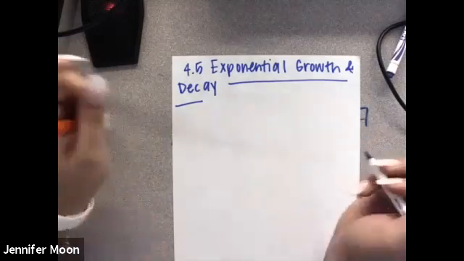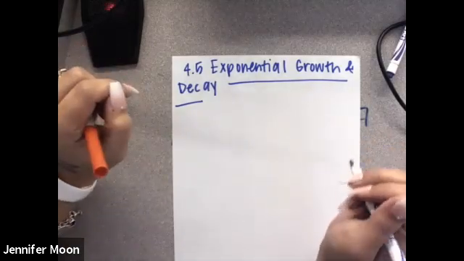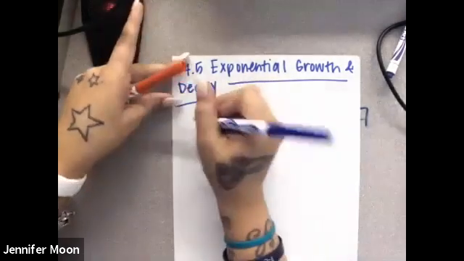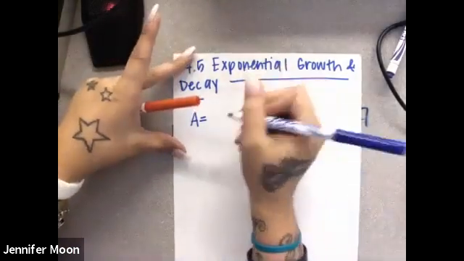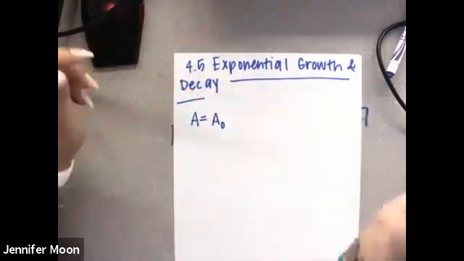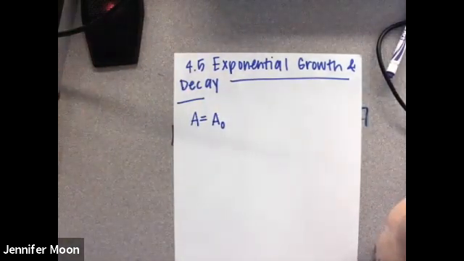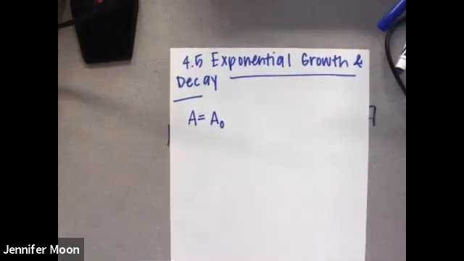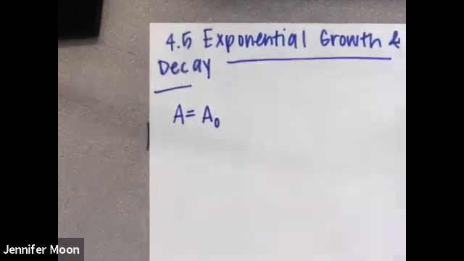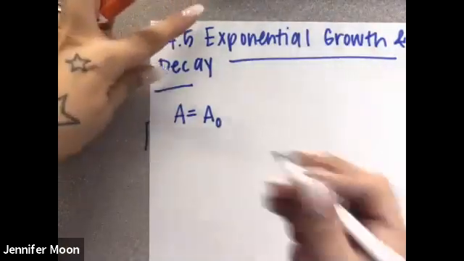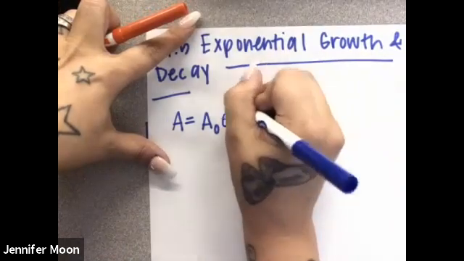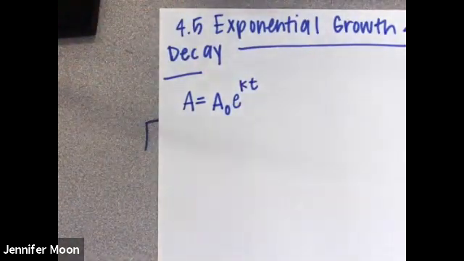Okay. So the way that you're going to solve any of these problems for growth or decay, it's going to look like this. We're going to have A equals A sub 0, multiplied by E raised to the KT power. So A equals A sub 0 E to the KT. That's how you find exponential growth in anything. And the problems we do are like population and stuff, okay?